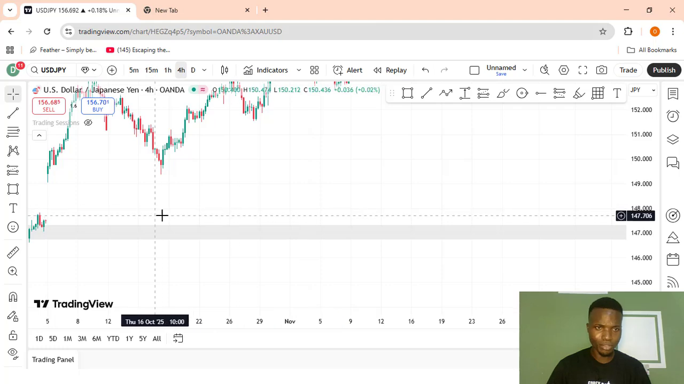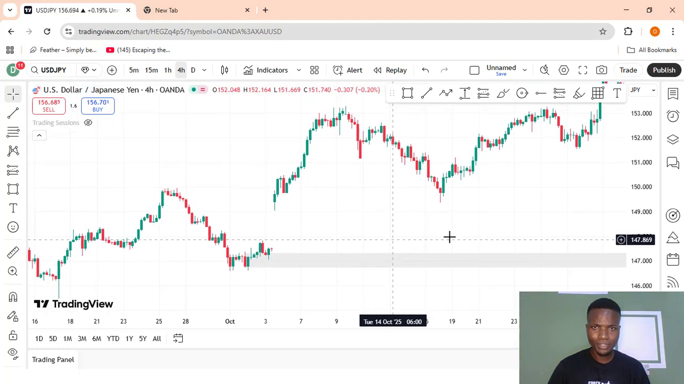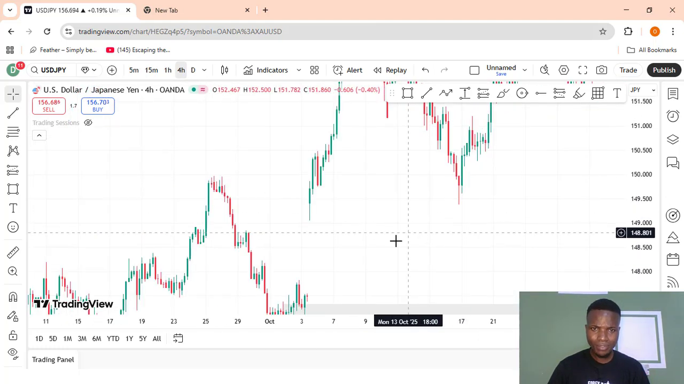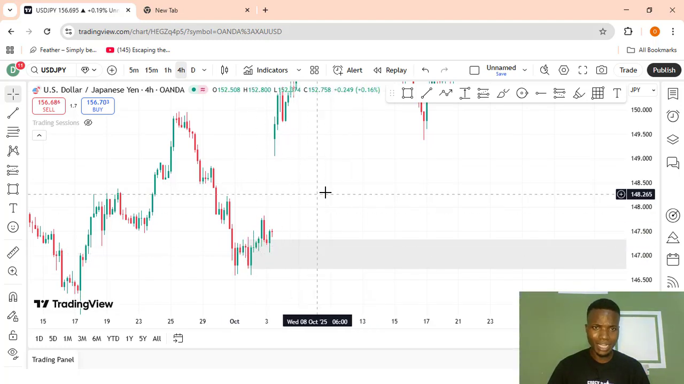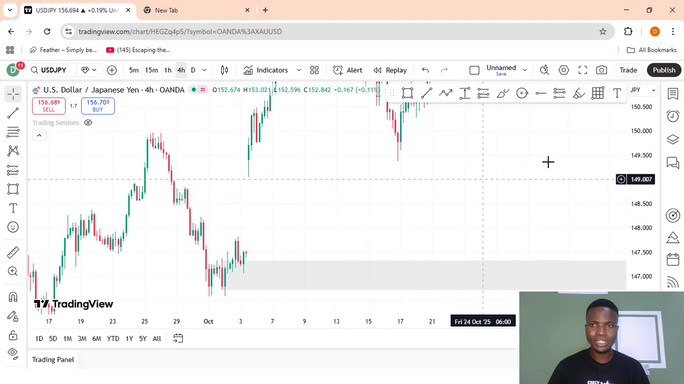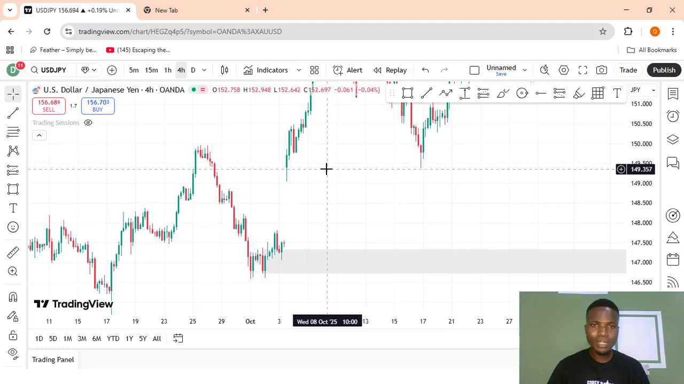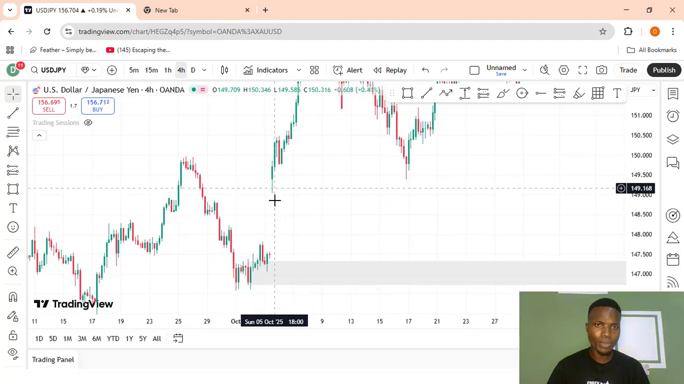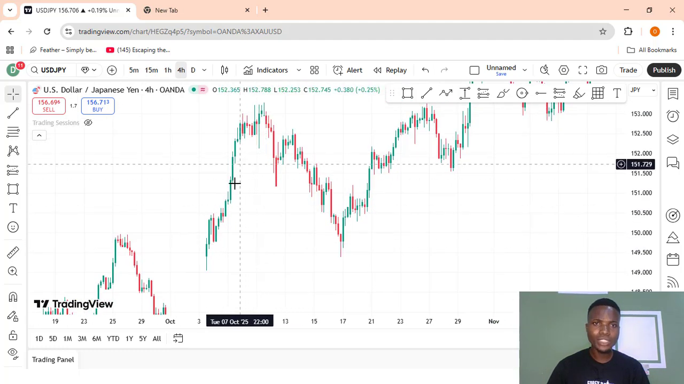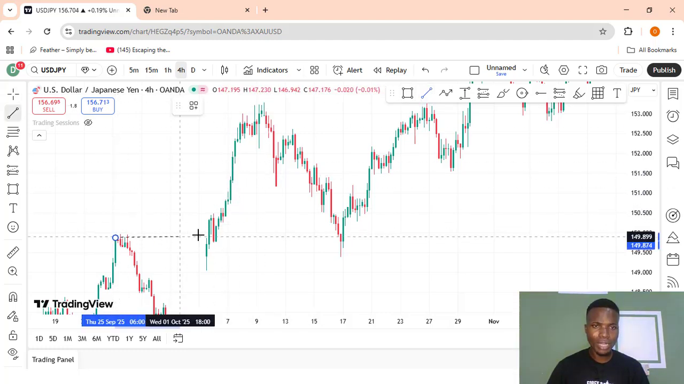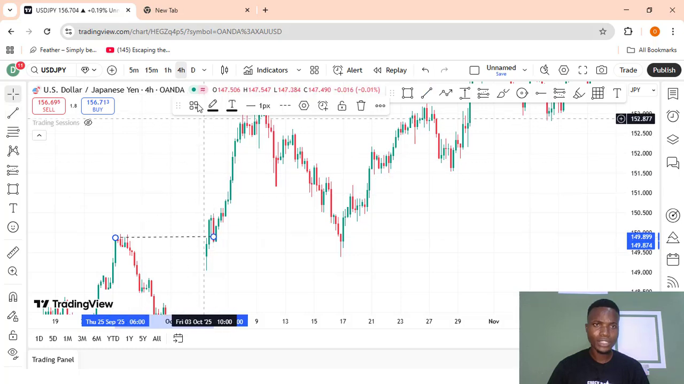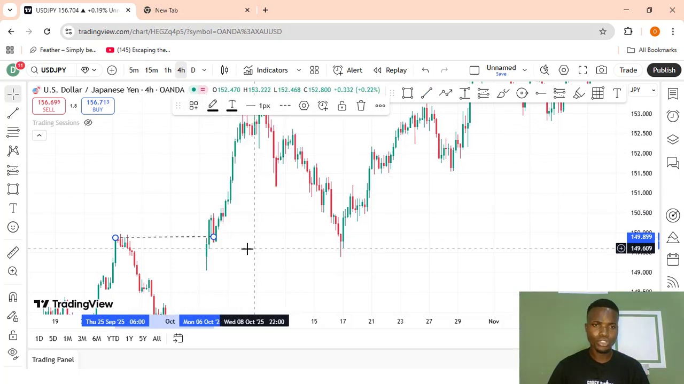Let me zoom that for you. Can you see that? We have a demand area here, because this demand area is the one that causes price to go upward like this. It pushes the price upward, creating a break of structure around here. This is our break of structure.